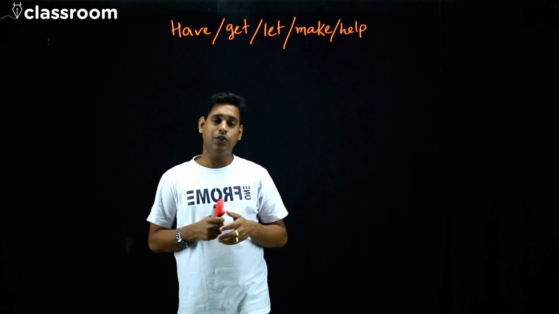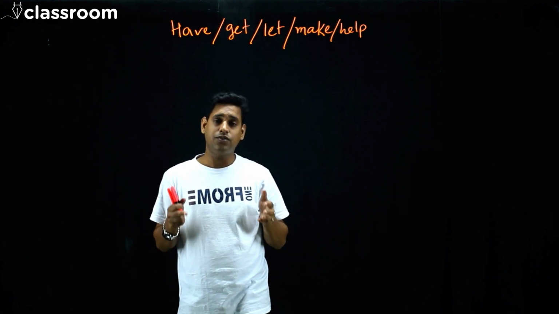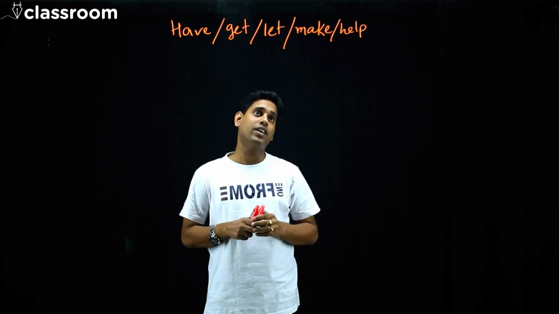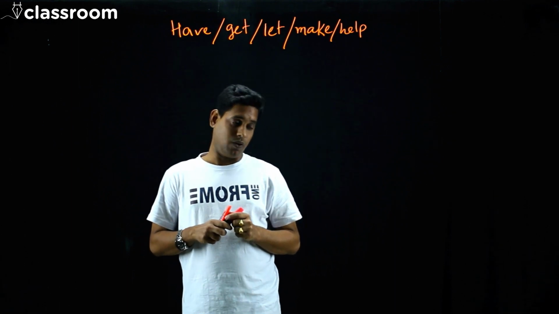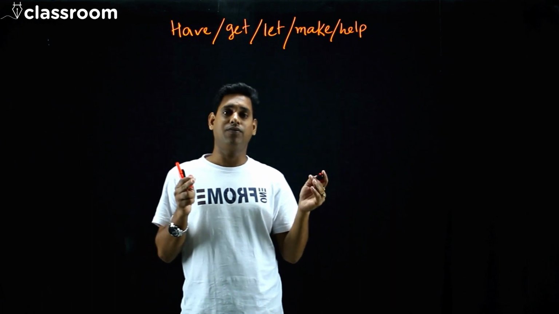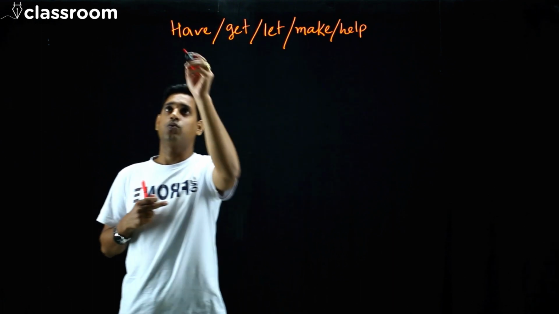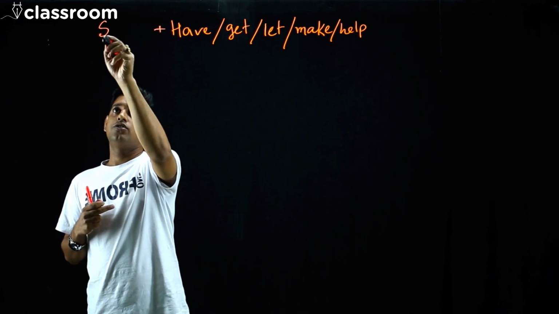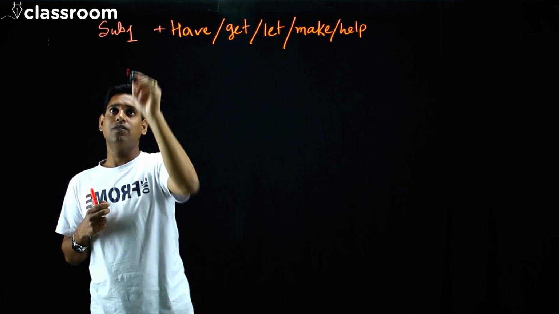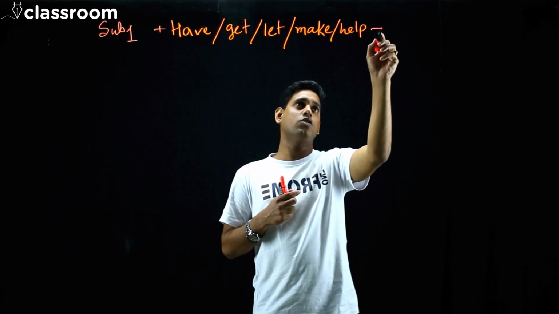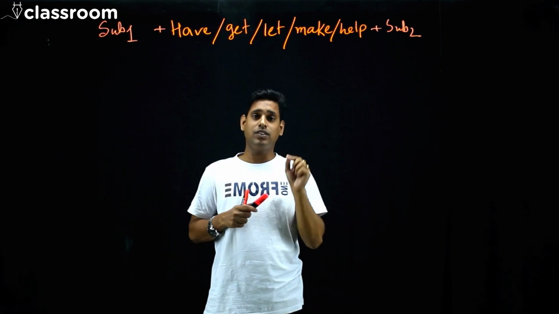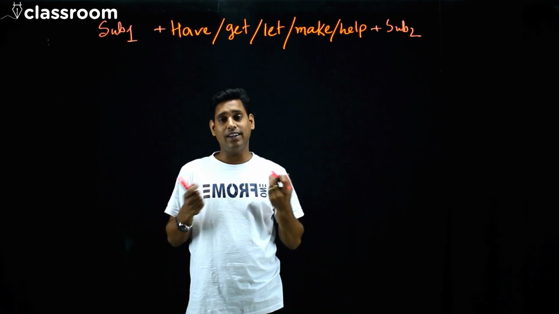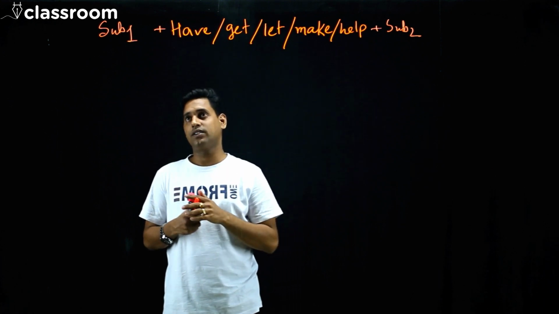Because if you want to use these verbs as causative verbs, you need to follow a few specific rules. First of all, you need to bring in 2 subjects. One is subject 1, which should be before these verbs, and you also need a subject 2 after these verbs. So, if you want to use these verbs as causative verbs in an English sentence, you need 2 subjects.